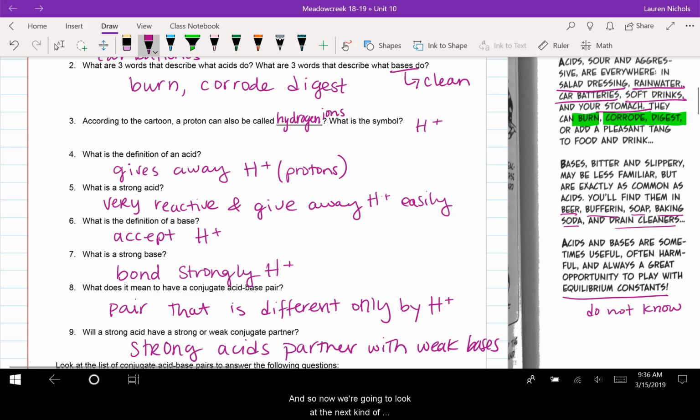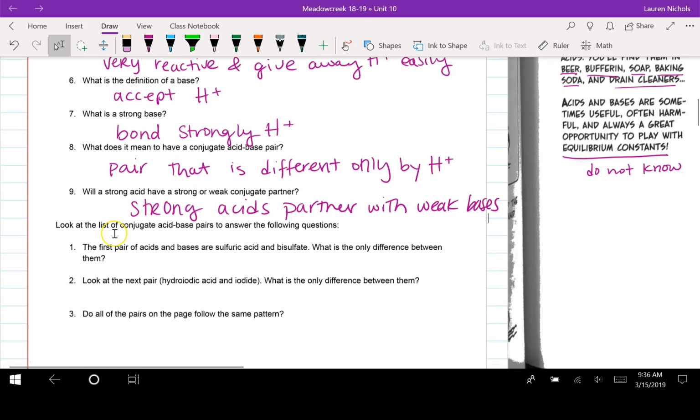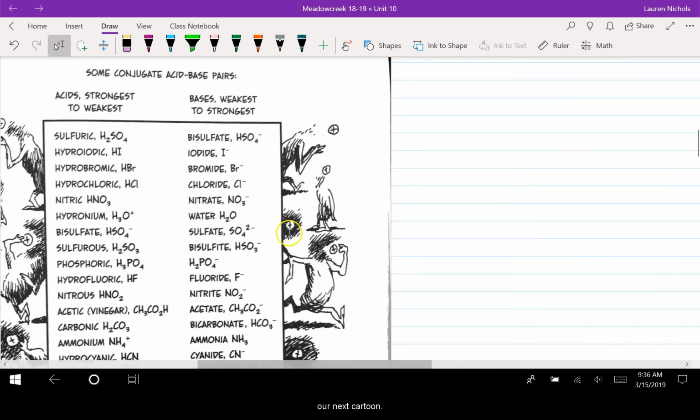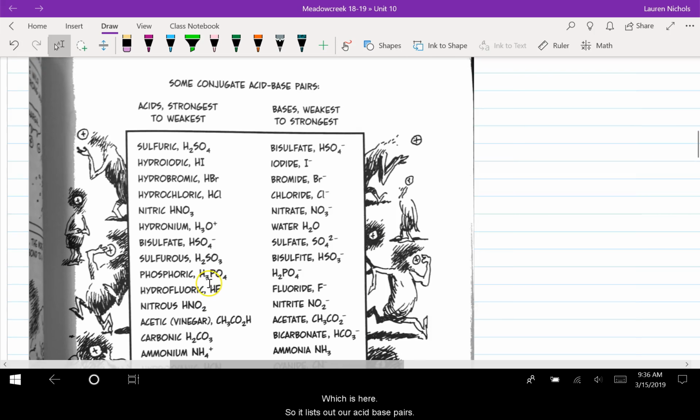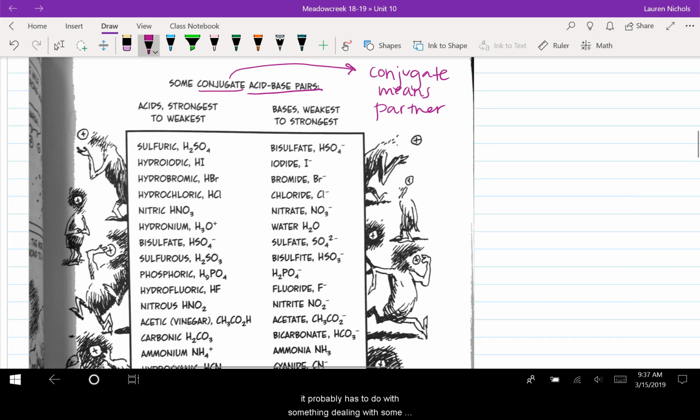And so now we're going to look at the next section and the next cartoon. Okay, so it says to look at the acid-base pairs and to answer these questions. Okay, and so what we're going to do is we're going to read through our next cartoon, which is here. So it lists out our acid-base pairs. Okay, and just as a reminder, the word conjugate means partner. Okay, and you've heard this in lots of other words.